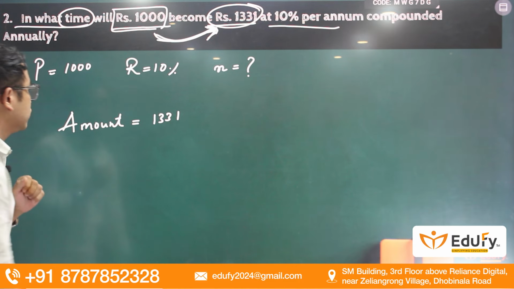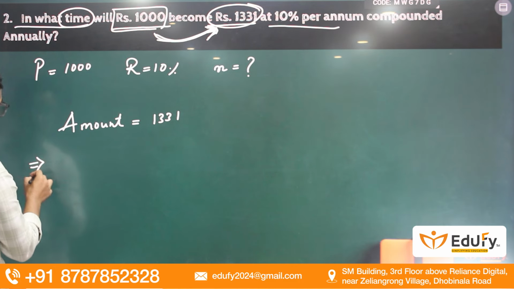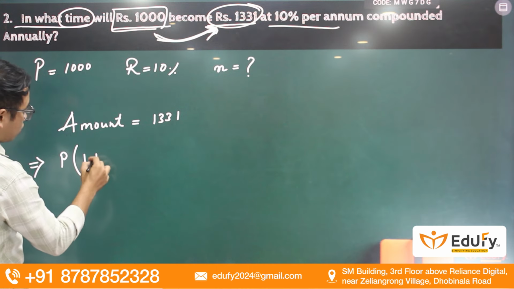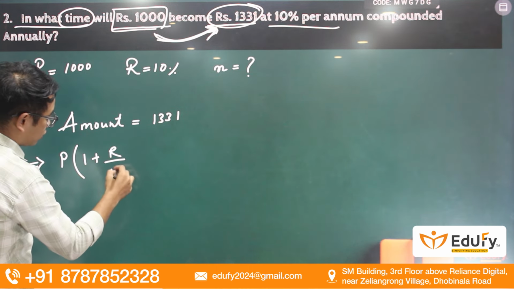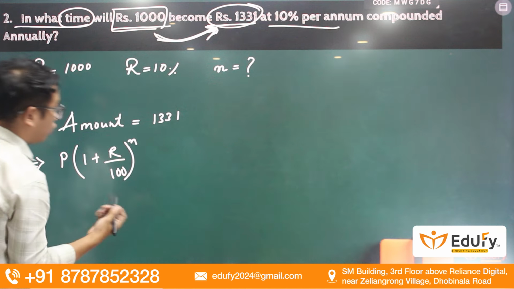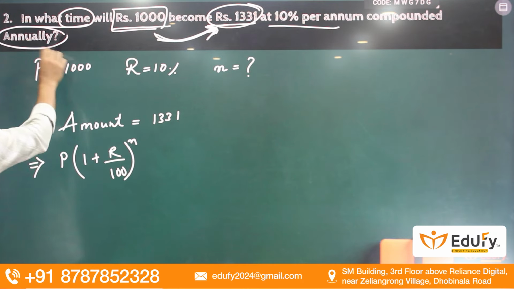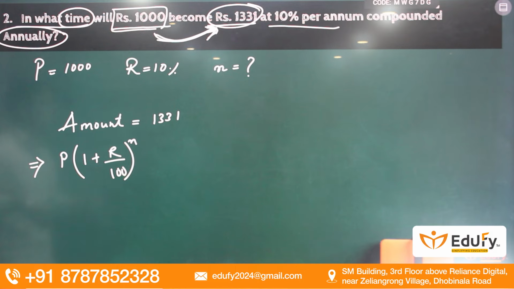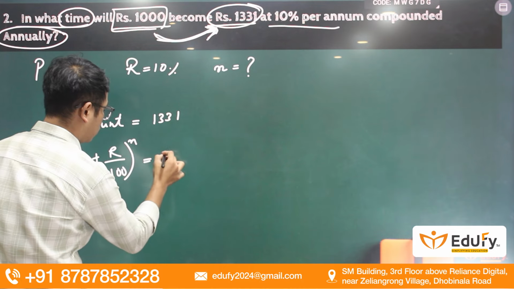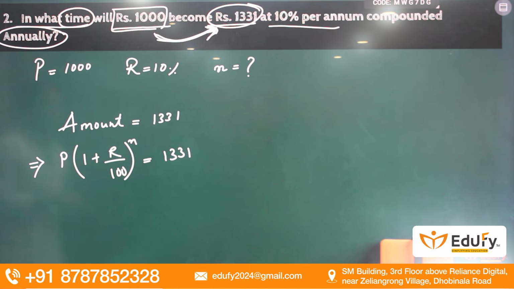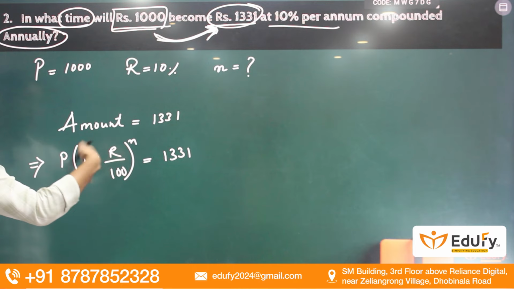So what we do is we will write the formula first. Your amount formula is principal, right? Then you have (1 plus r by 100) to the power n. Now, they said compounded annually. That means it's yearly, right? Not half yearly or quarterly. So we don't have to make any changes in the formula. The formula will remain as it is, right? So this will now be equal to 1331.